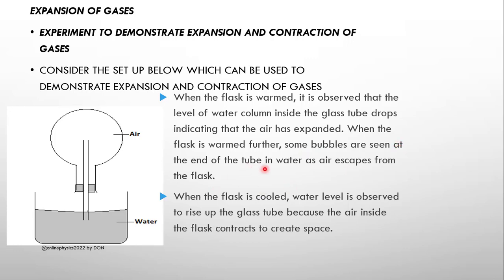So we are saying when the flask is warmed further, so if we continue warming, some bubbles are seen at the end of the tube in the water as air escapes from the flask. So we'll be seeing air bubbles here trying to escape. So when the flask is cooled, water level is observed to rise. So if you cool this flask here, then the water level in this tube will be seen to rise, because cooling means contracting, and once we contract this air, the volume occupied by the air will decrease. Therefore, it will create more room for this water to rise into this tube. Therefore, we are saying when the flask is cool, water level is observed to rise up the glass tube because the air inside the flask contracts to create space.